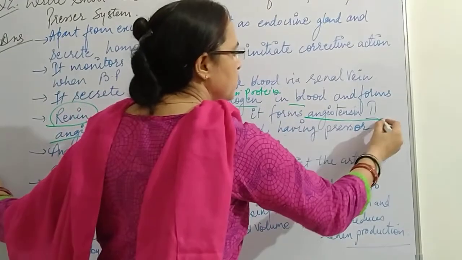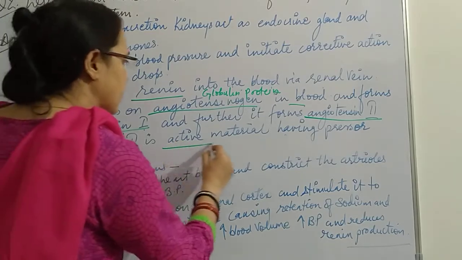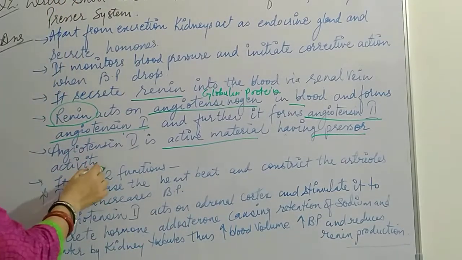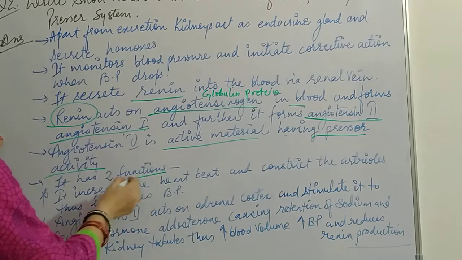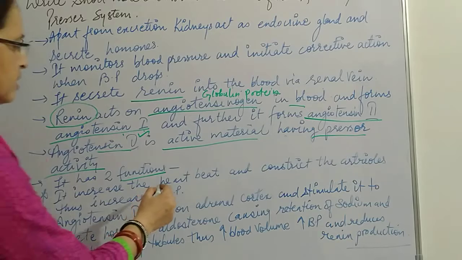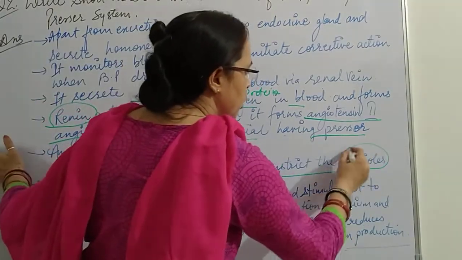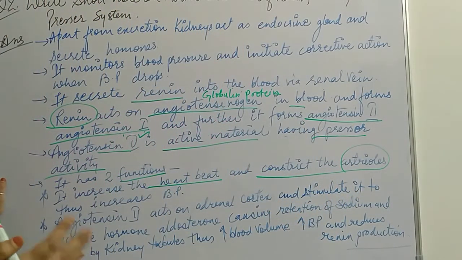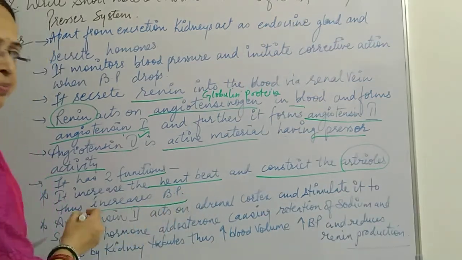This angiotensin 1 is further transformed into angiotensin 2. This angiotensin 2 is the active material and it has pressor activity. So two functions are performed by angiotensin 2. First, it increases the heartbeat. That means it makes the arterioles contract. When contraction of the blood vessels occurs, the blood will move at a faster rate. So that means blood pressure increases.